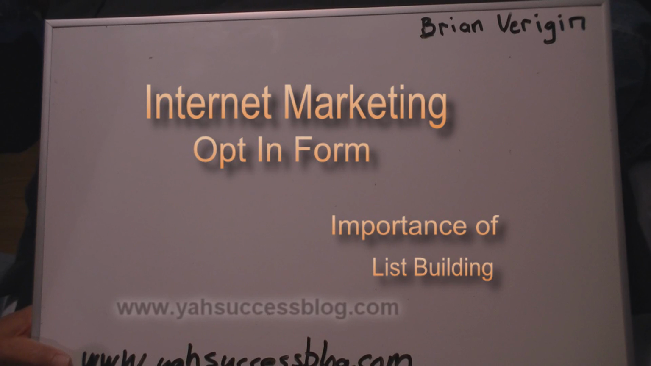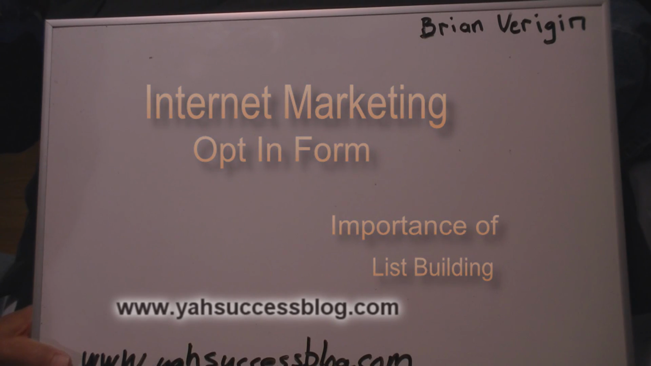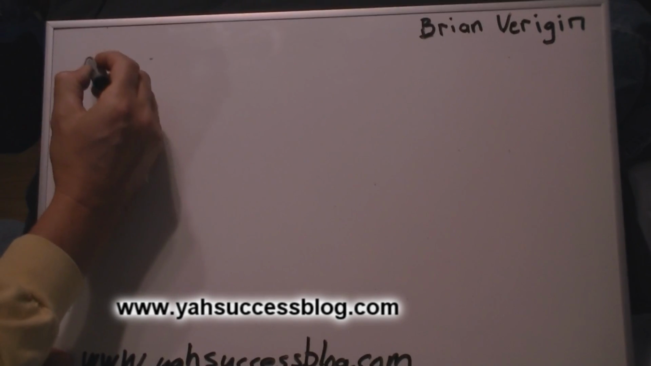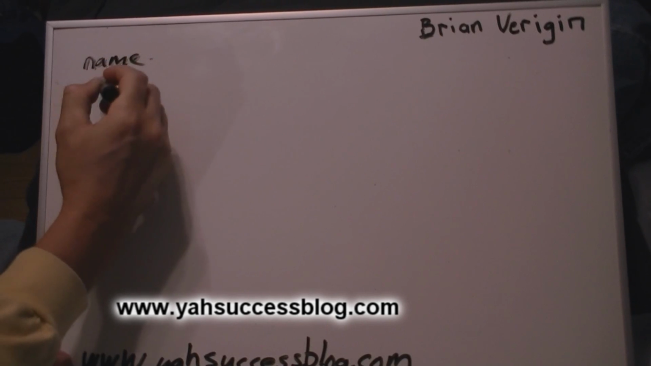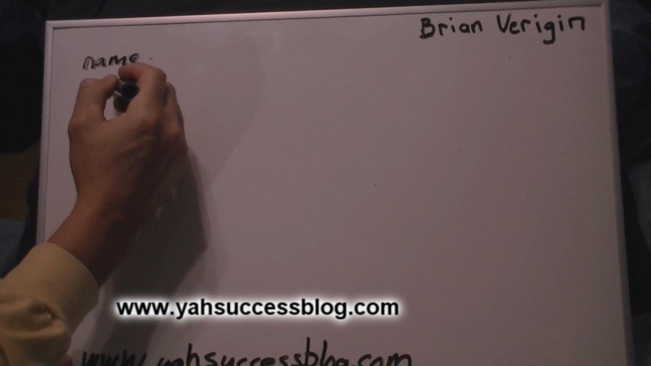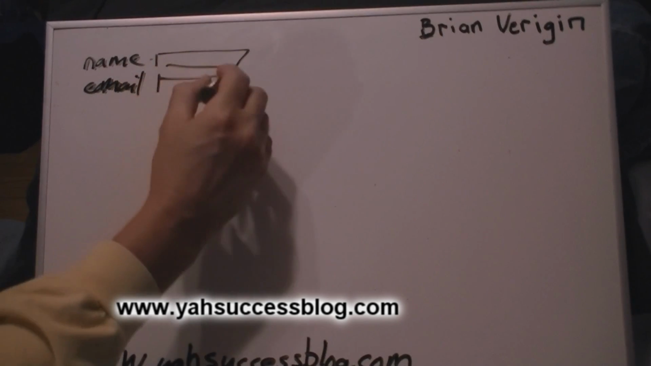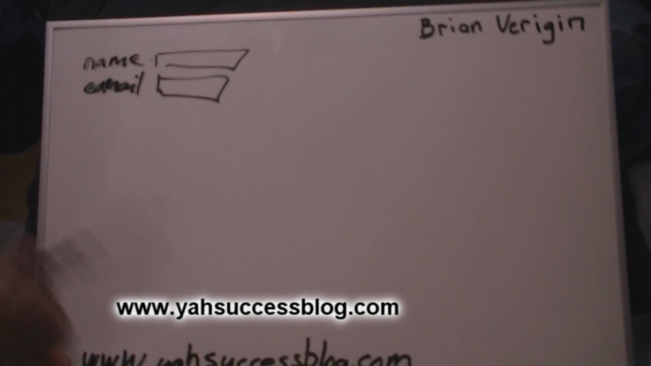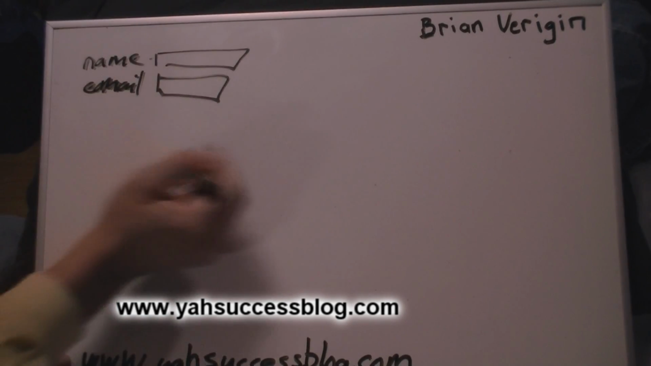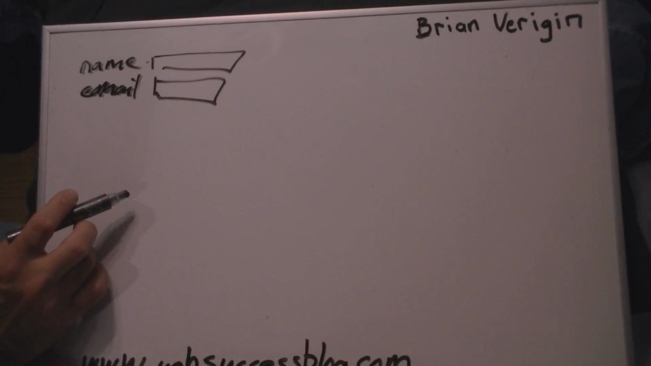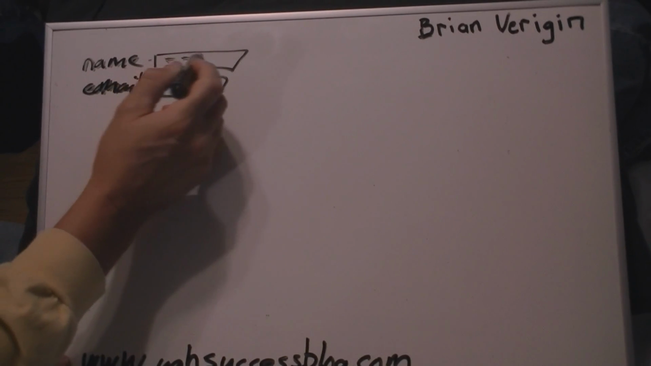Anyways, you've seen opt-in forms before, and if you haven't, you can go to this website, www.yahsuccessblog.com. There's an example of one. I believe it's on the right-hand side. Real simple. You've got your name and email. This form will be somewhere on a web page, surrounded by other information talking about why they want you to fill in this form. If you're interested, you fill in your information.